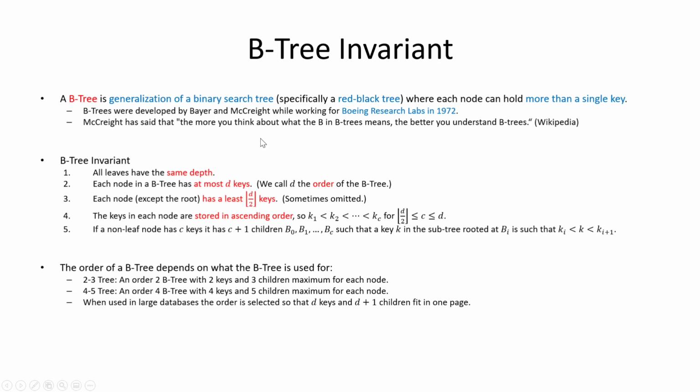Okay, so these are the rules. And again, this last rule is just the binary search tree logic applied to multiple keys. And the rest of this is just telling us a little bit about how the keys operate. As I've mentioned already, we've got a couple different kinds of trees that we can use. 2-3 trees and 4-5 trees are usually used as examples when teaching. So we're going to do that here in our video. We're going to focus on 2-3 trees. But in our larger database, usually we want to make sure that our node fits on one page.